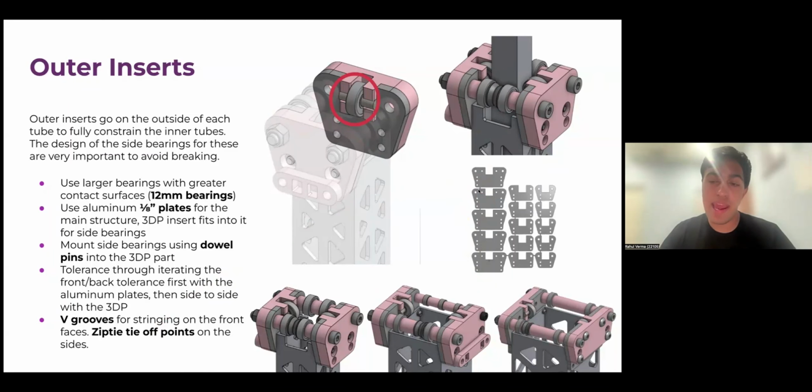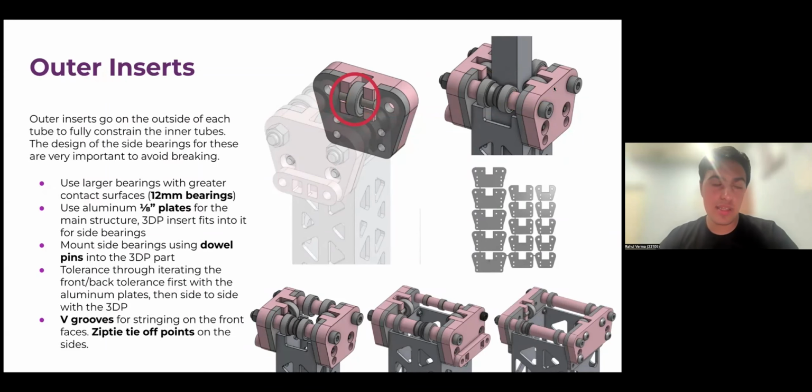We first tried out different ones of these inserts to tune the front and back tolerance. Front and back is this way. Once we've found the optimal front and back tolerance for these bearings to contact these tubes, you can adjust the side to side tolerance by adjusting this 3D print. And again, if you can use configurable part studios in Onshape, that's really beneficial.